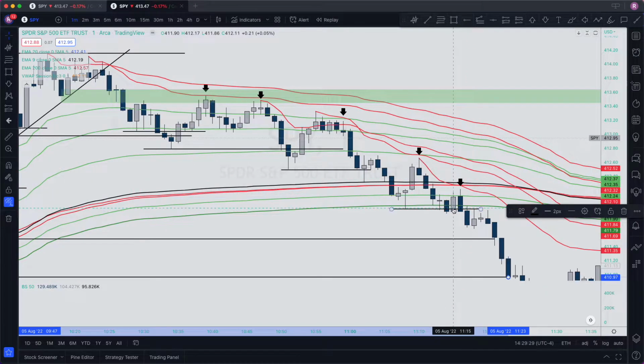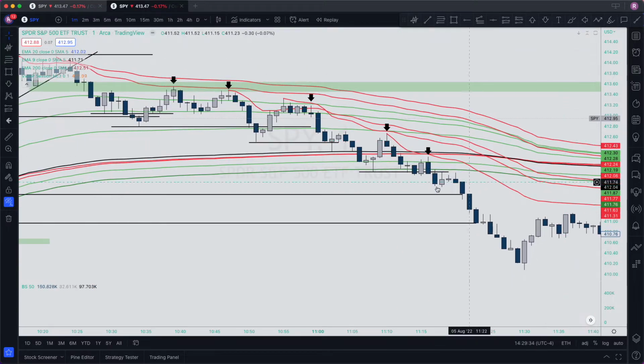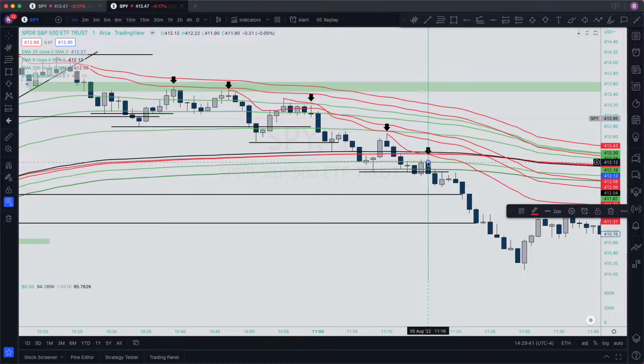It is shallowing a little. That's a little sign to me that maybe sellers are getting a little weaker. But as you can see, it paid off heavy. But what you did is you got in, right? So now we come back and we anchor that candle.